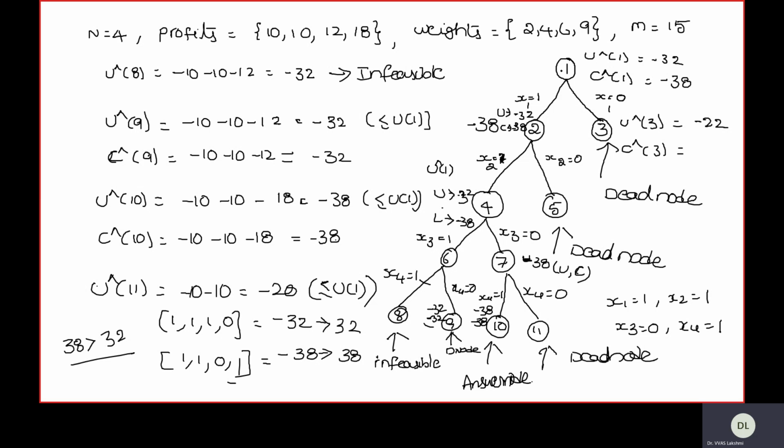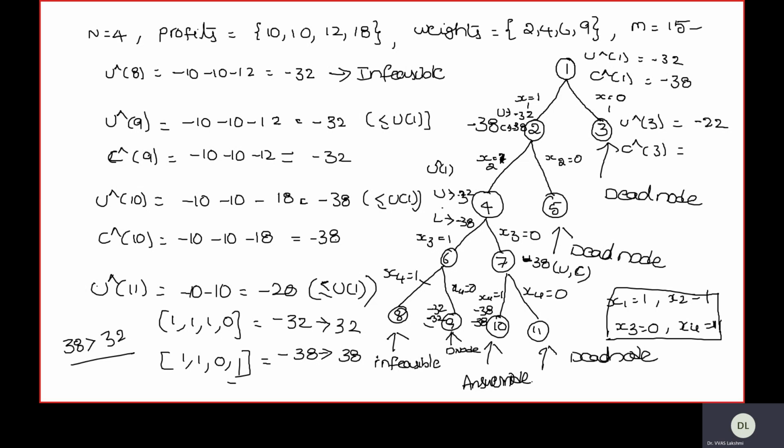And once again, for the purpose of cross verification, we are going to check the total weight, whether it crosses the bag capacity or not. Here the first item is 2, the second item is 4, 2 plus 4, 6, and the third item we will not consider, the fourth item is 9. So 9 plus 6, that is 15. So here the constraint is not violated.